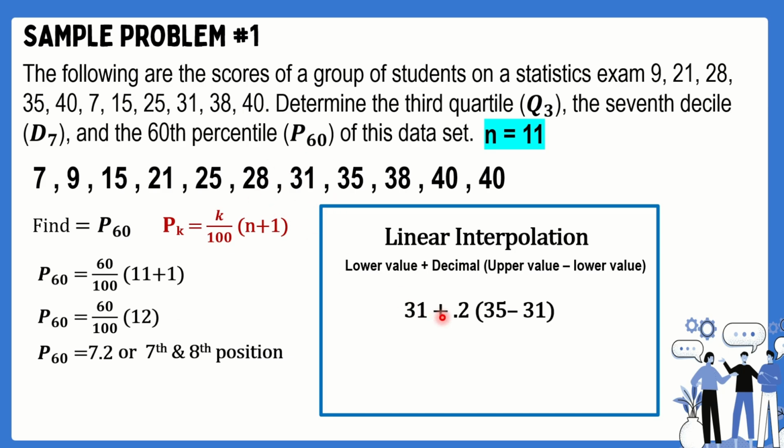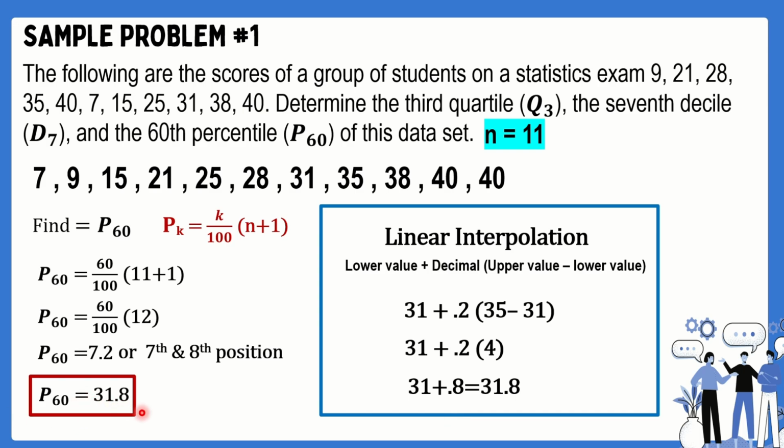So let's add, then plus 0.2, the decimal, di na to siya ikuha. Then multiply to upper value minus lower value. So 35 minus 31. Let's subtract first, 35 minus 31 is equal to 4. Then let's multiply the decimal. The decimal 0.2 times 4 is equal to 0.8. So let's add 31 plus 0.8, which is equal to 31.8. Therefore, our percentile 60 is equal to 31.8. And this is our final answer.